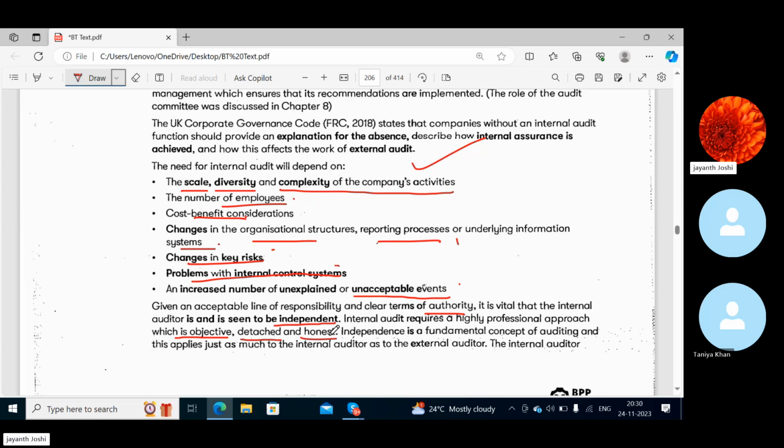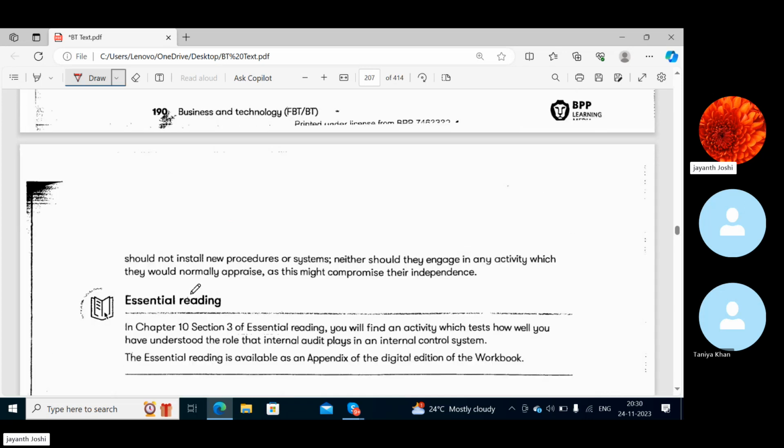So they should have a very strong and very high professional approach, and that should be their objective. They should be working very honestly, and they should be kind of detached. They should be doing their work independently, not under anyone's pressure. Independence is a fundamental concept of auditing, and this applies just as much to the internal auditor as to the external auditor. The internal auditor should not install new procedures or systems, nor should they engage in any activity which they would normally appraise, as this compromises their independence.